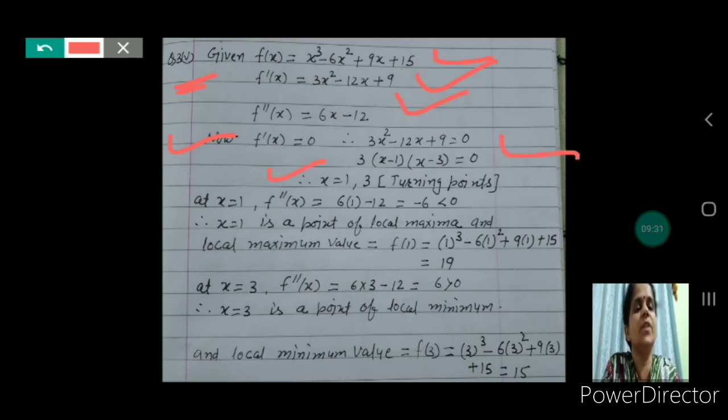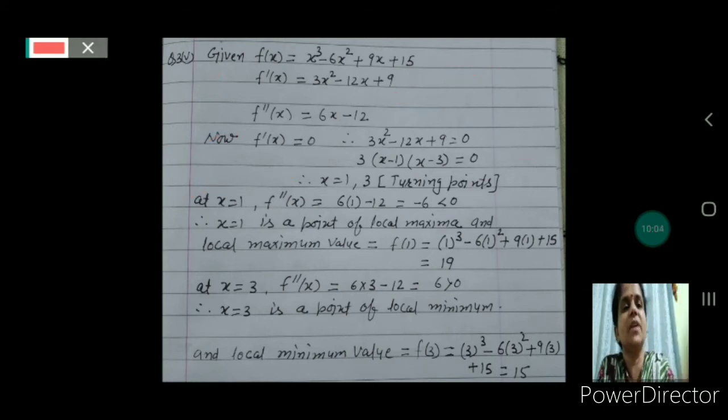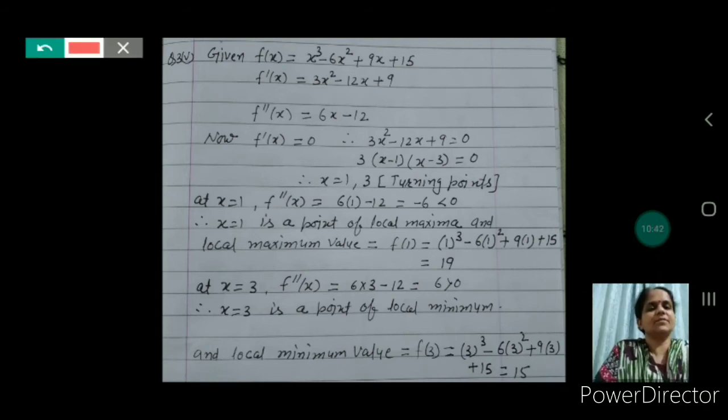Okay, you will get two values, x is equal to 3 and x is equal to 1. These are known as turning points. Okay, and now at x is equal to 1, find the f double dash x, and from the f double dash x only we can judge whether we will find the maximum value or minimum value at this point. Okay, so for this f double dash x, take x is equal to 1 in 6x minus 12, you will get minus 6, which is less than 0.